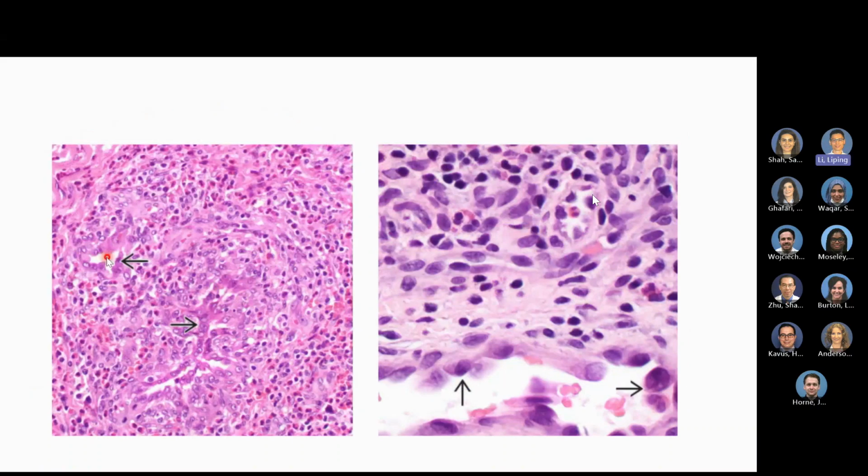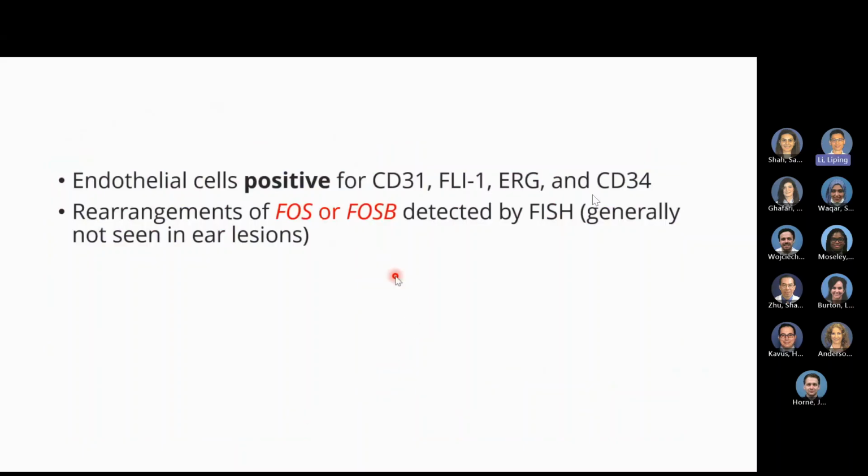This is another one, small vessel, big vessel, and then tons of eosinophils. Here's the high power, just to show you how plump these endothelial cells are. So for the immunomarker, because this is a vessel, we can commonly use CD31 stain and also ERG. And then one genetic finding is this FOS or FOSB. So if you're not sure, you can send for this rearrangement by FISH.